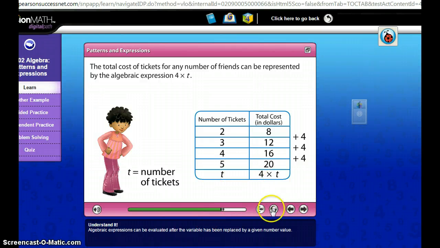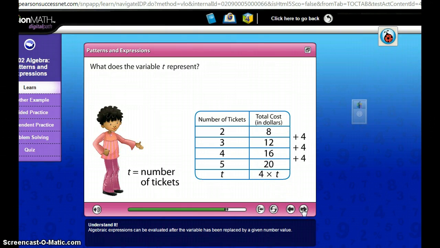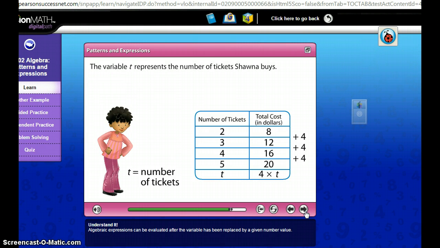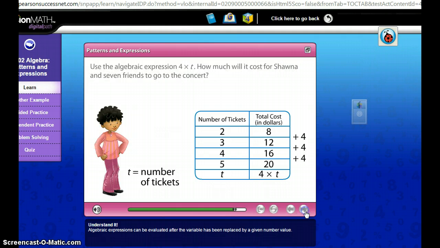So at the bottom of the chart, they said, okay, our rule is T for the number of tickets, and then to figure this out, you take 4 times T to get this answer. What does the variable T represent? Number of tickets, and it shows it right here.